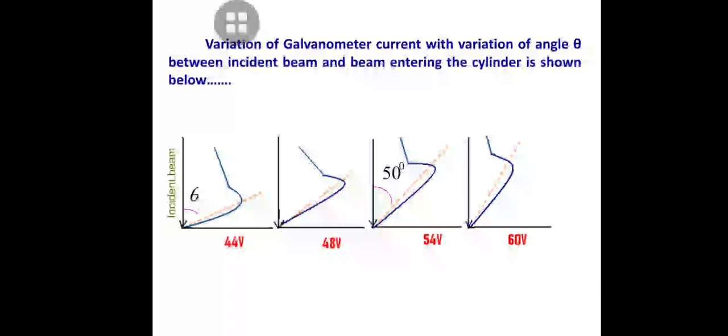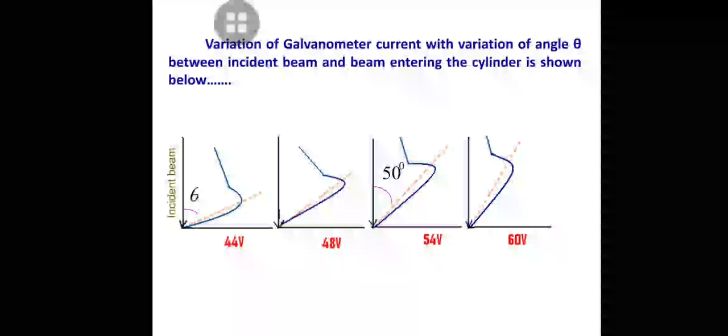Variation of galvanometer current with variation of angle theta between the incident beam and the beam entering the cylinder is shown below. For different potentials, the variation of scattering angle graph is shown. These are for 44 volts, 48 volts, 54 volts and 60 volts. Graphic representation for scattering of electrons.